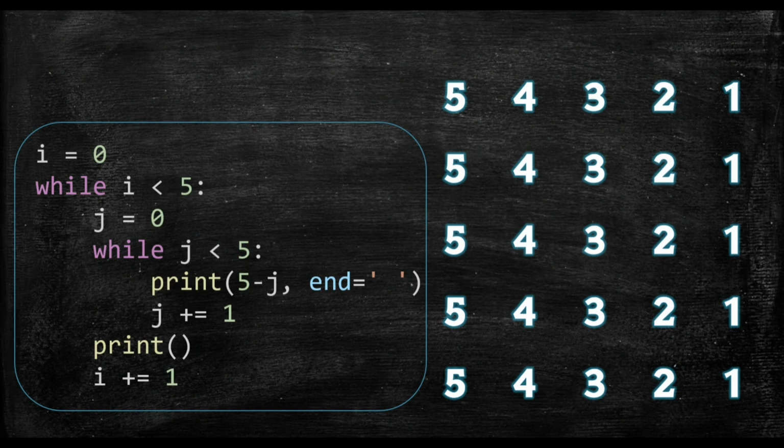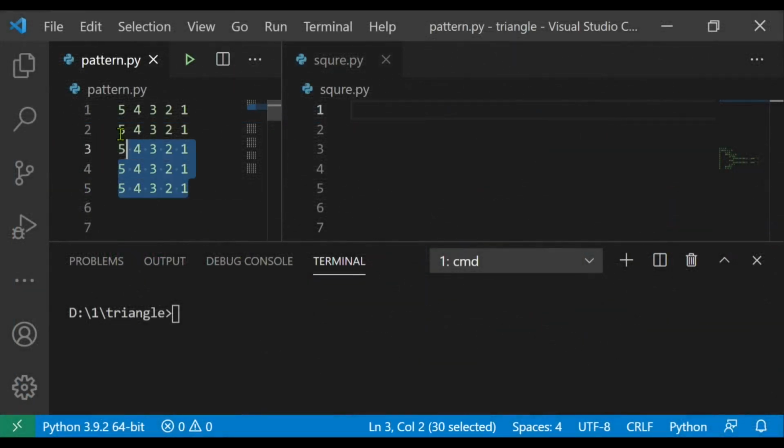In this tutorial we will see how to print a number square pattern. Let's move to Visual Studio Code and execute this pattern. In this pattern, every line has 5 numbers. Along with every number, a space character is appended. Let's type code to print this pattern.